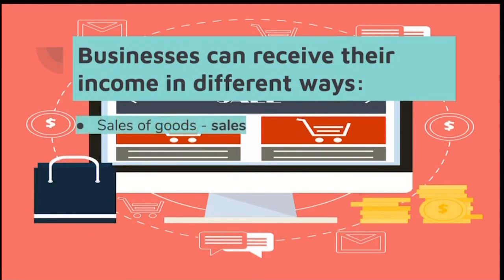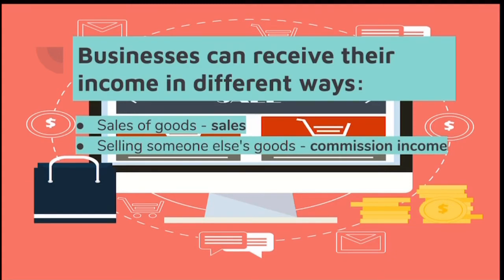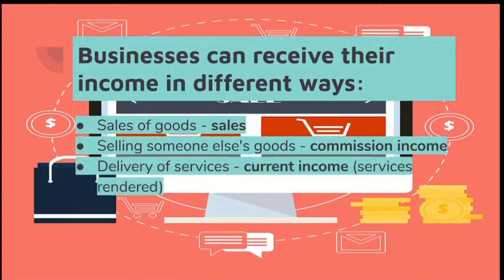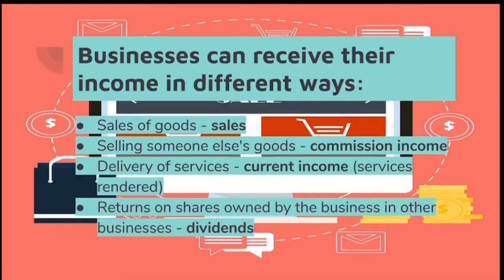Then we have sales. So sales is all the sales of the goods. We have commission income, so that is selling someone else's goods. And then we have current income or service rendered. So this is delivery of services. And then we get our dividends, so that is return on shares owned by the businesses in other businesses.